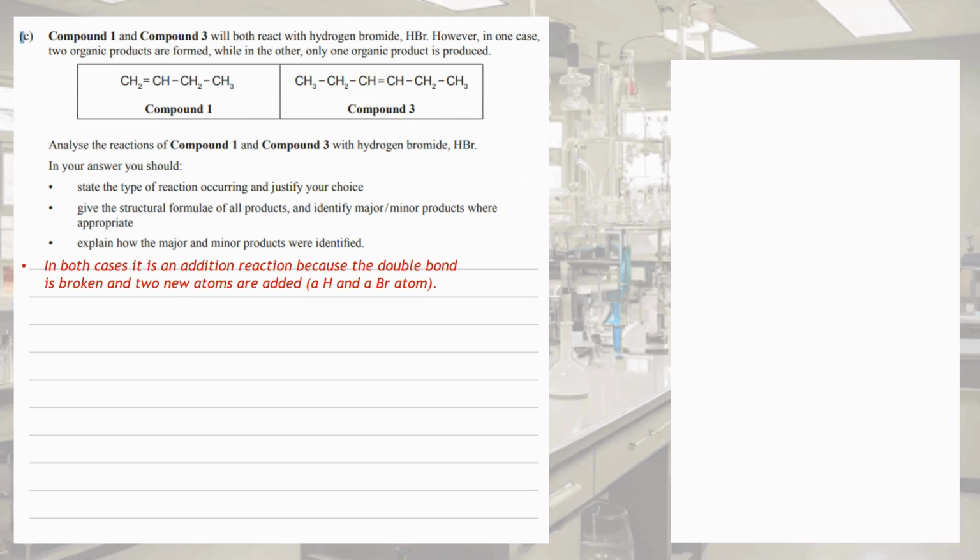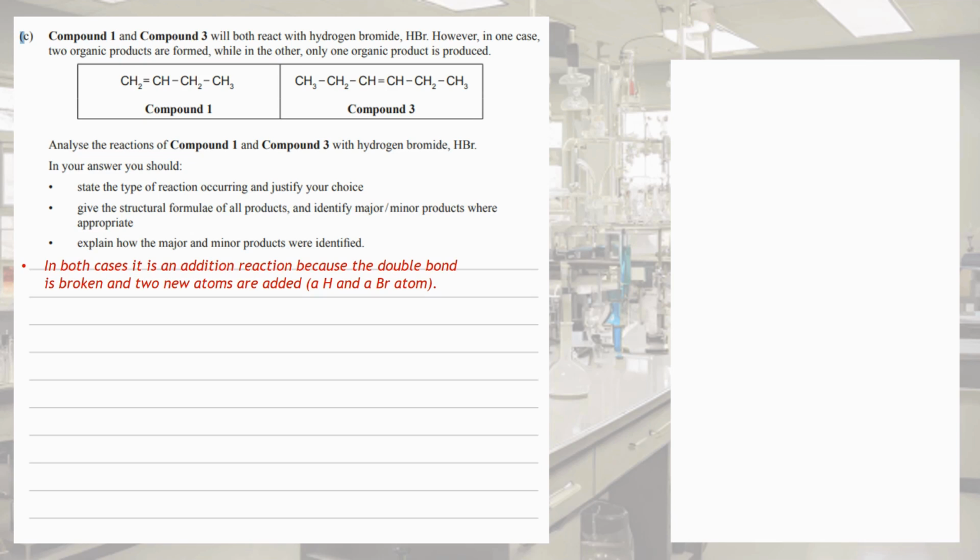Okay, so in this example, they've given us two compounds, compound 1 and compound 3. It says, analyze the reactions of compound 1 with hydrogen bromide, HBr. In your answer, you should state the type of reaction occurring and justify your choice. So the type of reaction that's going to happen here is an addition reaction. We know in an addition reaction, the double bond breaks, and two new atoms are added, in this case, a hydrogen and a bromine.